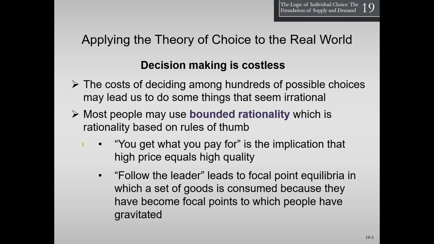Notice that in the classical theory, we would say that as long as the facts are out there, we should take in all the information and make the choice. But in reality, that would take a lot of time and cost, and therefore shortcuts happen. Another example is follow the leader, which leads to focal point equilibrium, in which a set of goods is consumed because they have become focal points to which people have gravitated. So people may make decisions based on what someone else has done. We might follow a certain individual to see what they're doing, and once again, that helps us make a shortcut within the decision.